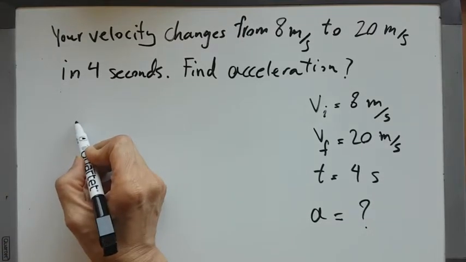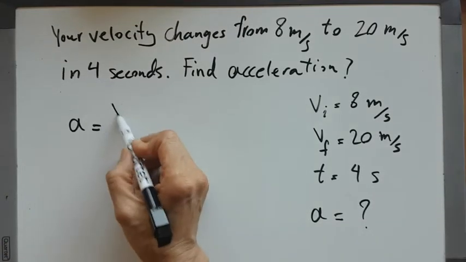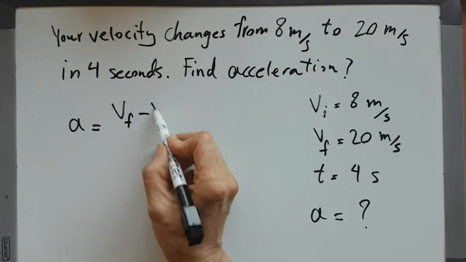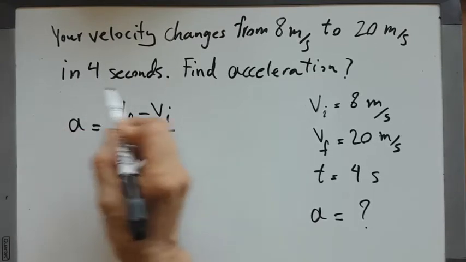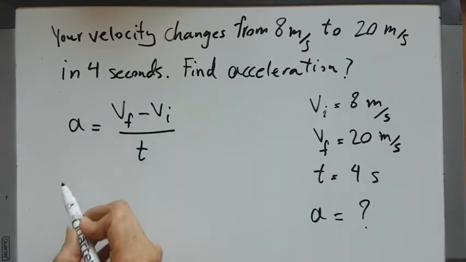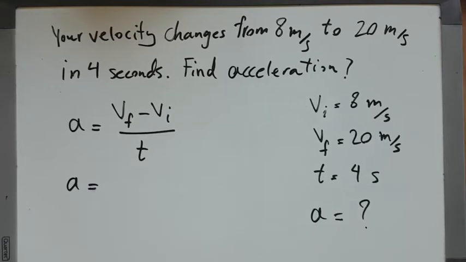Another step which is very important is to write my formula. V final minus V initial, divided by T, equals A. This is the formula I write in here. And then I substitute. The next step is to substitute.